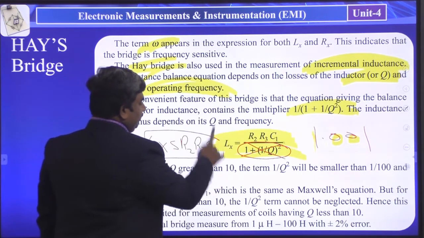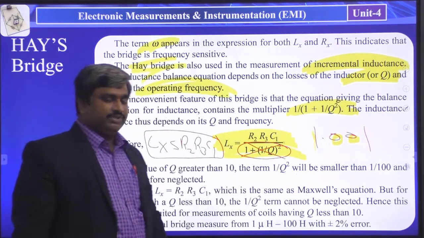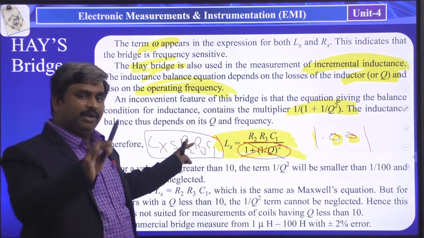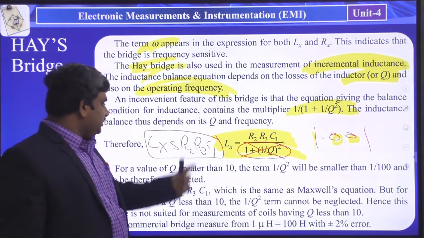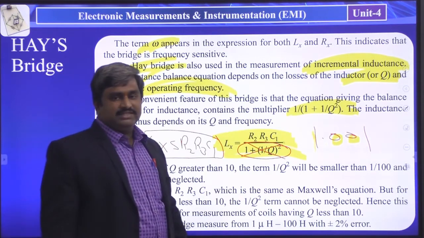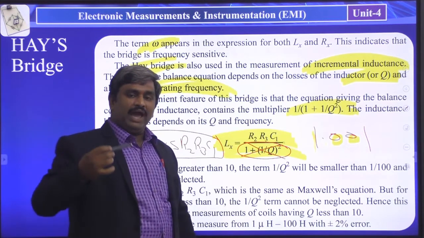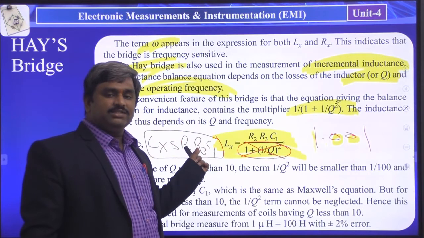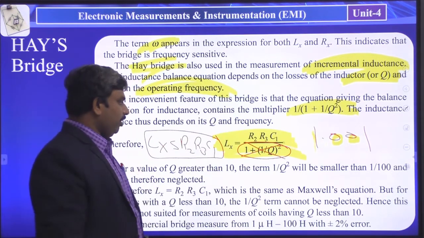This is the remaining parameter, which is the same as the Maxwell's equation. Now this expression is completely similar to the Maxwell's expression. In the Maxwell's expression also, Lx is equal to R2 R3 C1. For high Q values, the Maxwell's inductance coil expression is equal to the Hay's bridge inductance coil expression.